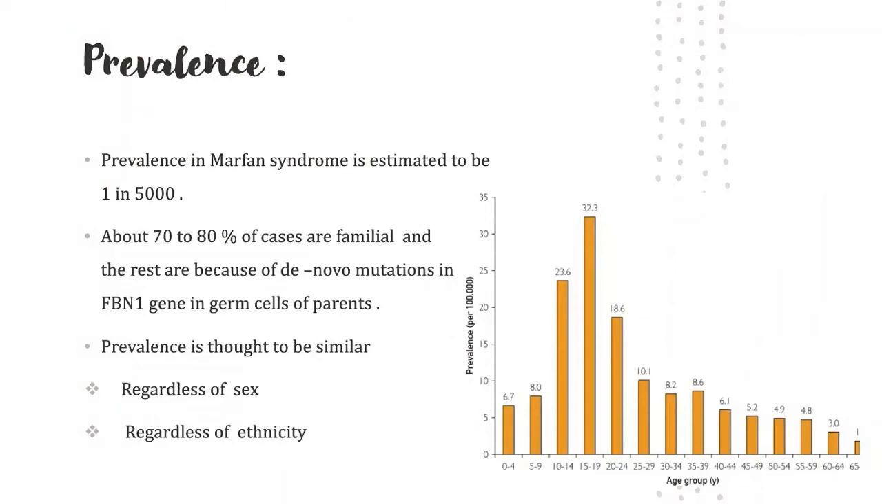And this is about the prevalence. Prevalence of Marfan syndrome is estimated to be 1 in 5,000. About 70 to 80 percent of cases are familial, and the rest are because of new mutations that happen in one gene in the germ cells of the parents. And this prevalence remains the same regardless of sex and regardless of ethnicity.